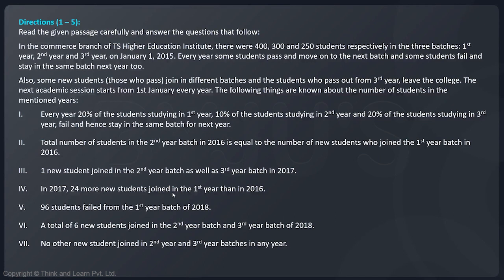Point number 3 says one new student joined in the second year batch as well as the third year batch in 2017. Fourth point says in 2017, 24 more new students joined in the first year than in 2016, and so on. So we have these statements.